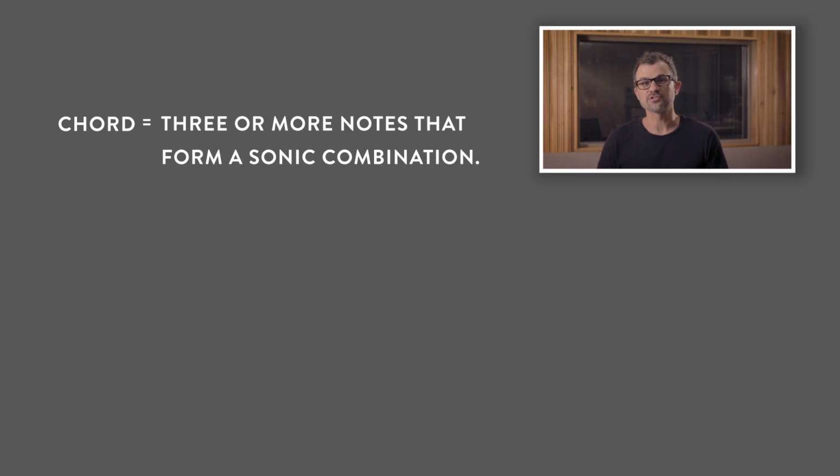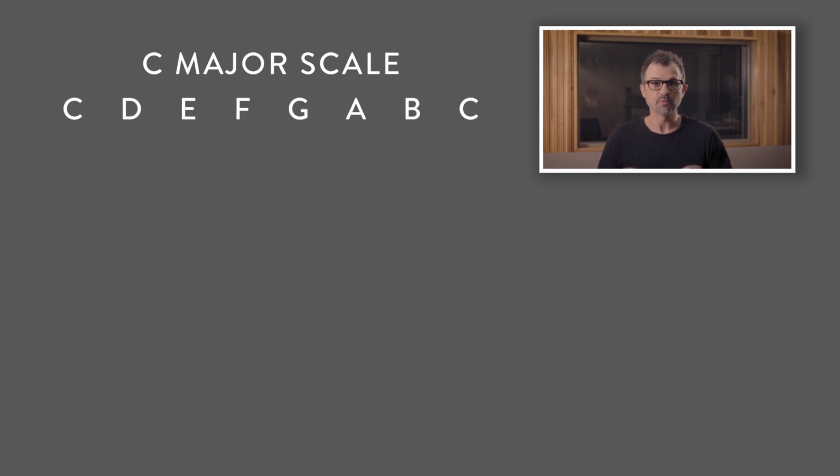Most chords are structured from 3 or more notes that form a sonic combination. The major chord is a combination of 3 notes. So let's look at the C major chord, but first let's look at the C major scale so we can see how the chord itself is formed. In the previous session on the major scale, we determined the notes for the C major scale.